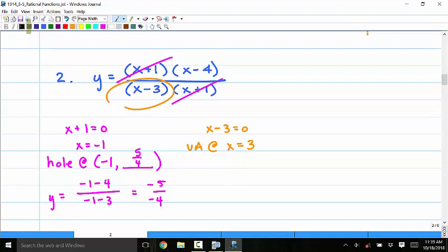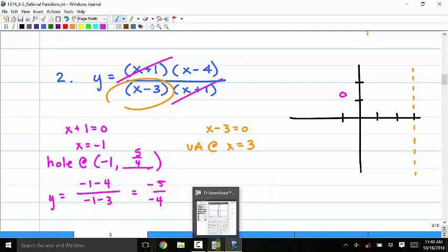Okay, if I were to try to graph this, there's a vertical asymptote at x equals 3. And where did I find the hole? At -1, 5/4. So at -1, 5/4, there's a hole right there. Go to your calculator.